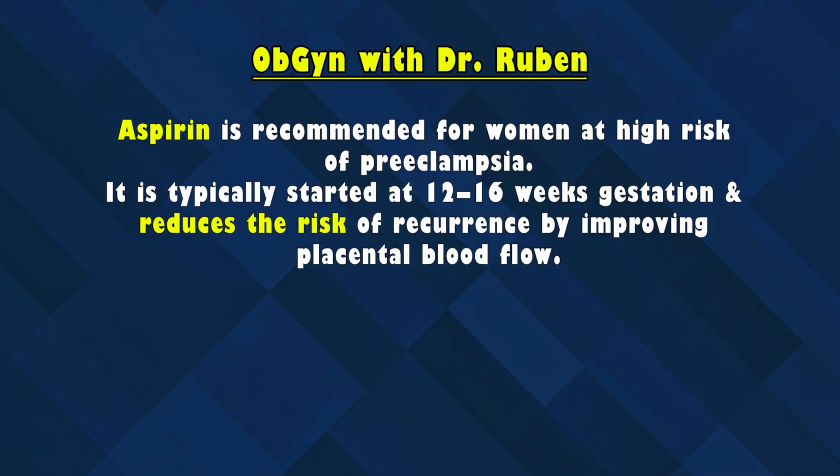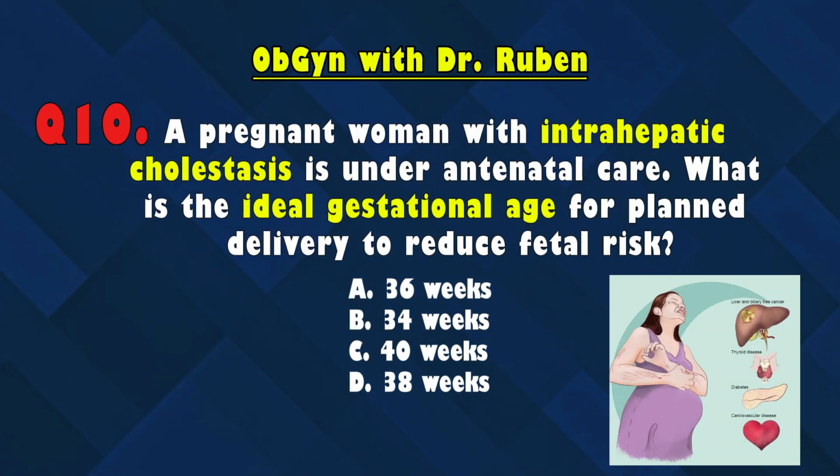Aspirin is recommended for women at high risk of preeclampsia. It is typically started at 12 to 16 weeks gestation and reduces the risk of recurrence by improving placental blood flow. Question number 10. A pregnant woman with intrahepatic cholestasis is under antenatal care.